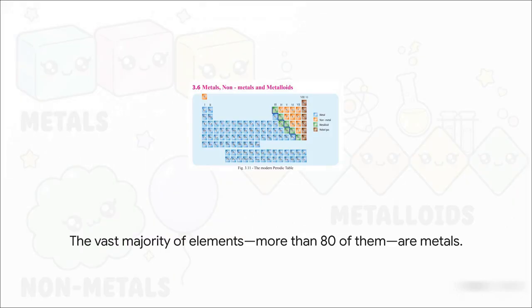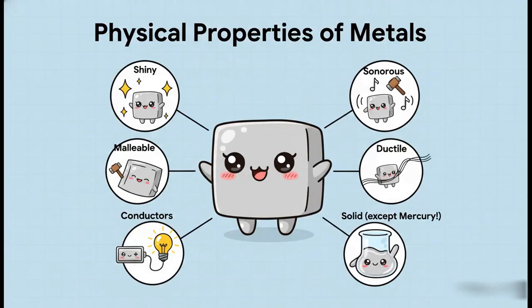Just look at this. It's kind of wild when you see it laid out. Almost everything you see in blue here is a metal. They're by far the largest family of elements, stretching all the way from the far left side and way deep into the middle of the table. So, what really makes a metal a metal? Well, they've got this shared set of family traits.